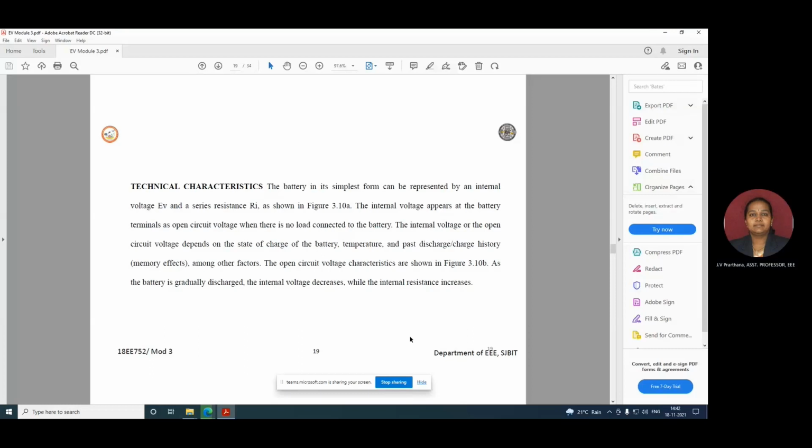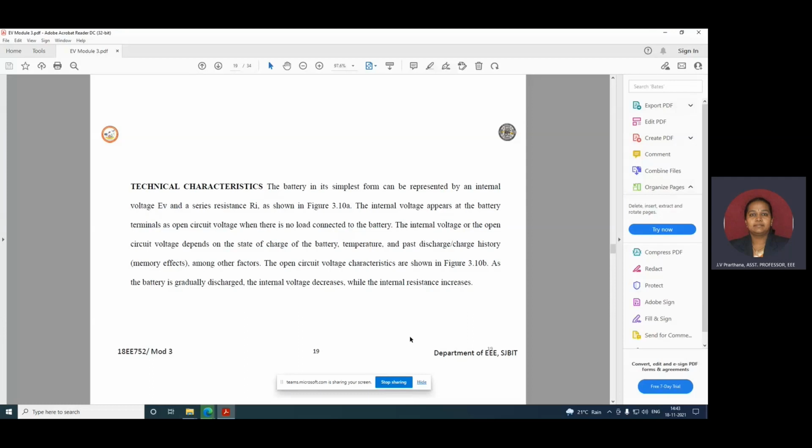Energy stored. The energy stored in the battery depends on the amount of energy that can be stored in the form of the charges inside the battery. The SI unit is joules, and this is basically a smaller unit. Energy in Wh is volt into ampere hour.